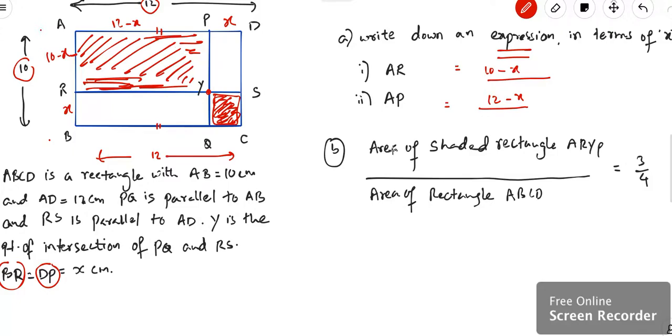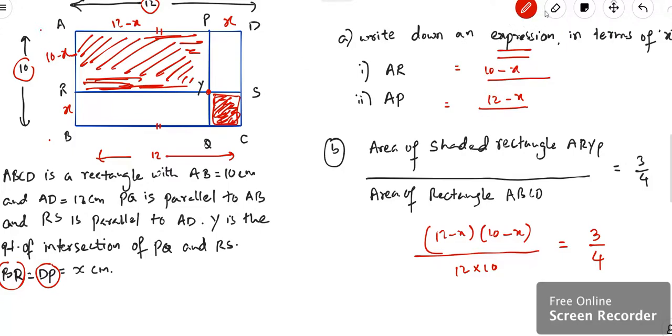Now the next follow-up question is the area of the shaded rectangle ARYP. A, R, Y and P. This shaded rectangle has length 12 minus x and width 10 minus x. We know the area of a rectangle is length times width. So (12 minus x) times (10 minus x), divided by the area of the complete rectangle. We know the length is 12 and the width is 10, so 12 times 10. Just take the ratio of this and equate it with 3 by 4 to get the value.